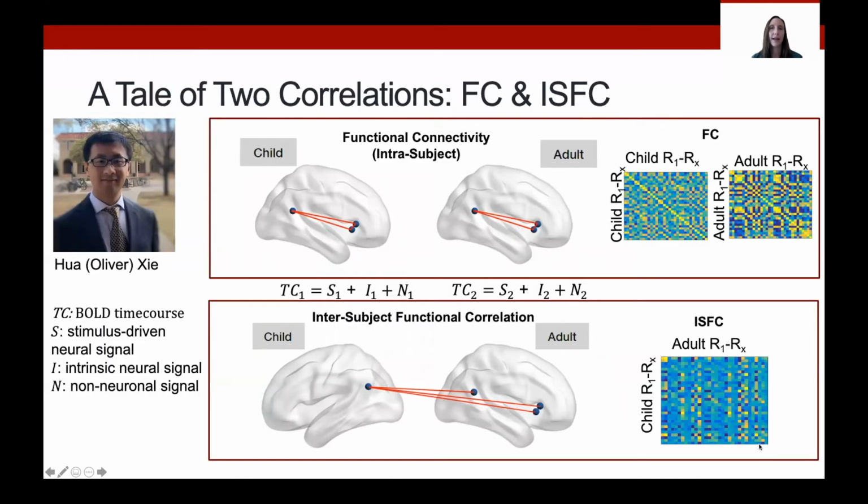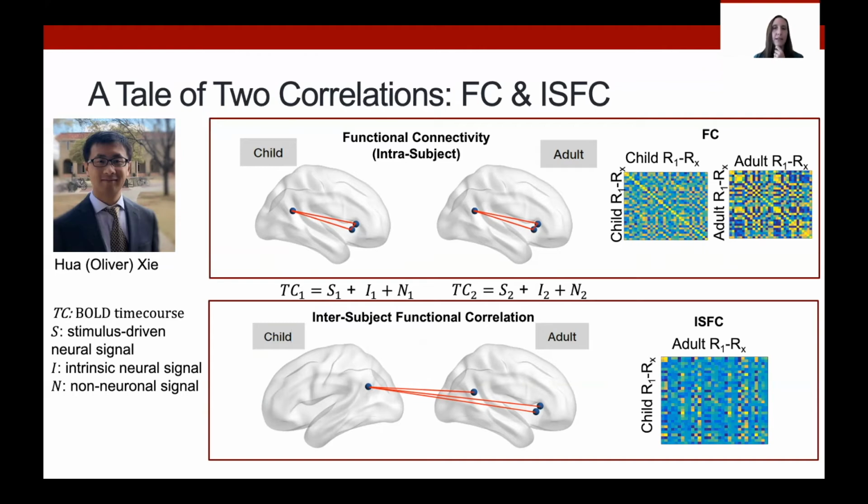So a current postdoc in my lab, Oliver Kay, has leveraged this data set to examine individual differences in social brain development. And in particular, he took advantage of the fact that movie stimuli allow one to examine different aspects of the BOLD signal. So during movie viewing, the BOLD time course is comprised of stimulus-related signal, intrinsic signal, and non-neuronal noise. Within-subject functional connectivity can be driven by any of these components. But intersubject functional correlation, because it captures what's shared between individuals, can really isolate this stimulus-related signal.